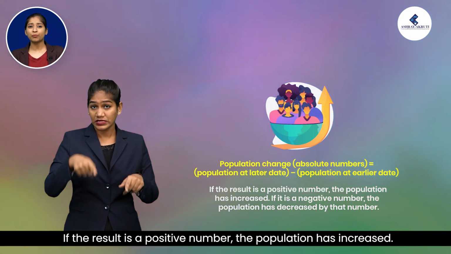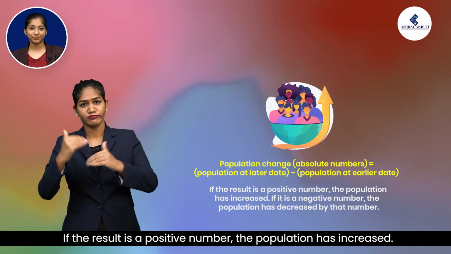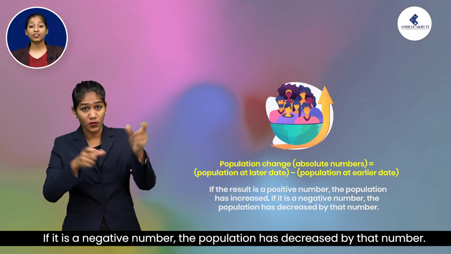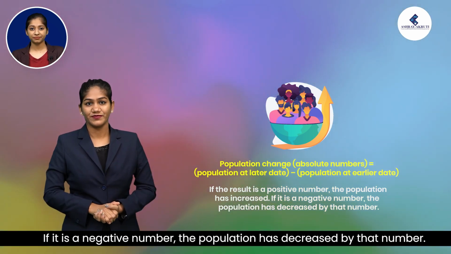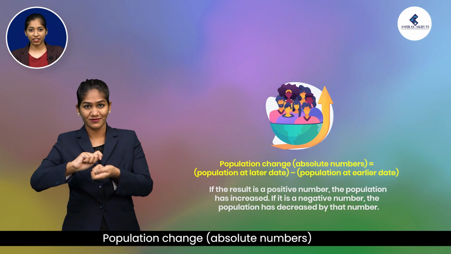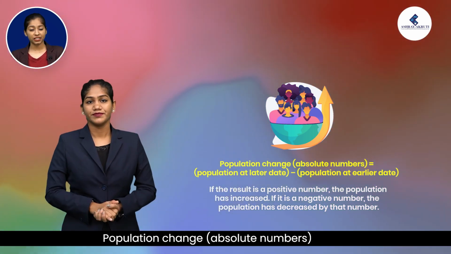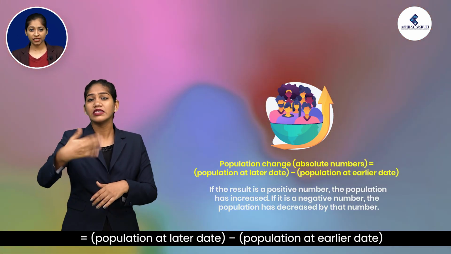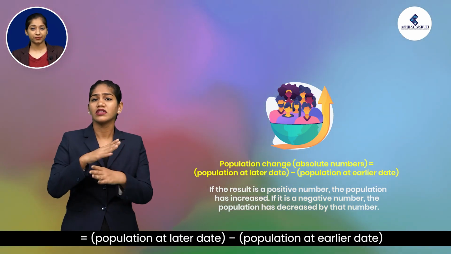If the result is a positive number, the population has increased. If it is a negative number, the population has decreased by that number. Population change in absolute numbers is equal to population at later date minus population at earlier date.